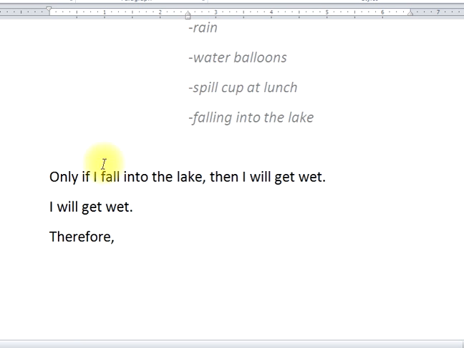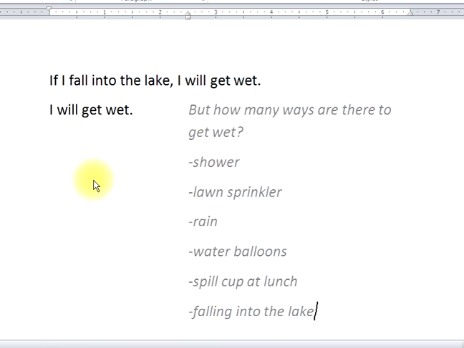But what if I do this? What if I say this? I will fall into the lake. Then what can be our conclusion? I'm going to get wet. Because any one of these ways gets me wet. And if I do this, I'm going to get wet. So if A, then B. All right? And here I said A. I affirmed A. So I've got to have B.